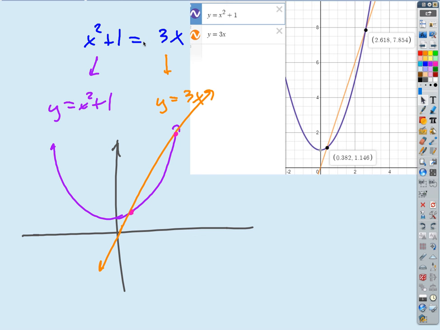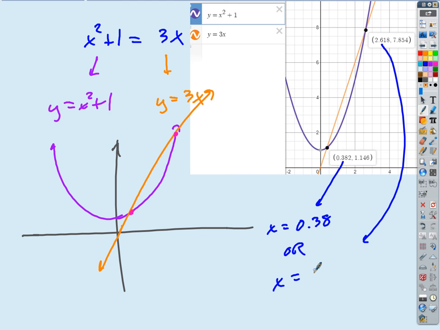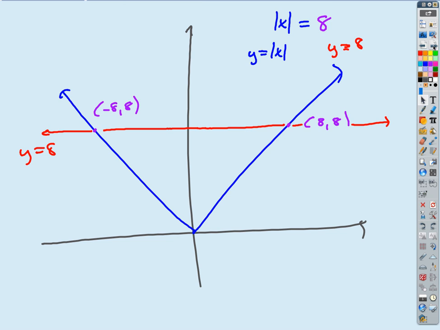Right? So my solutions would be, we get 2 of them. One of them is going to be x equals 0.38, rounded to two places, right? Or x equals 2.62. We agree? Pretty cool, right? That works. So that's just another way to think about solving equations. And we applied it with an absolute value function. We'll apply it later with other things.